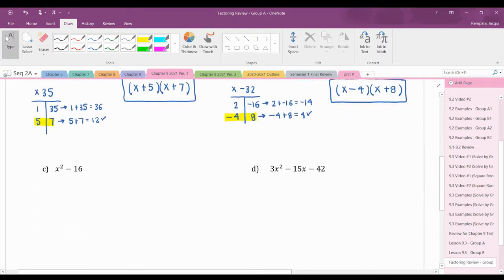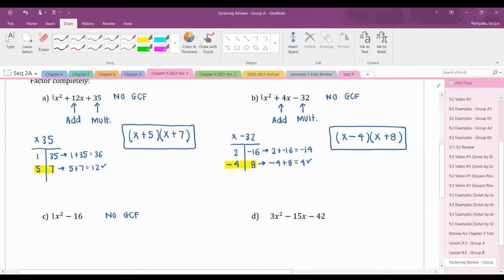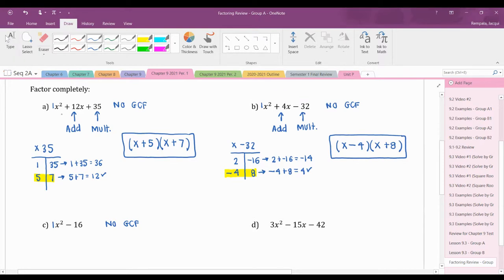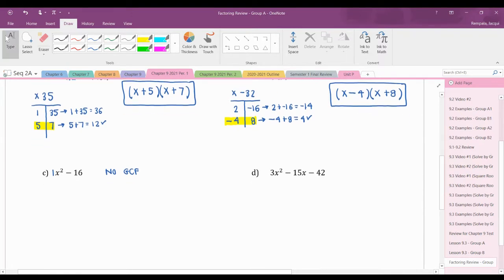Okay, if I keep looking at some of these examples, we have x squared minus 16. So I want to look for a GCF. I notice that there is a 1 in front of the x squared, so 1's the biggest number we can take out, which is not going to change anything. 16 doesn't have a variable, so once again, there is no GCF. But notice that this problem is different than the first two examples, because in the first two examples, we have an x squared, an x, and a number. There's 3 terms there. Here, we only have 2, an x squared and a number.